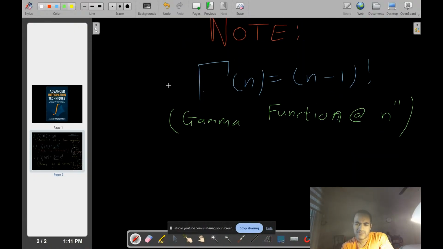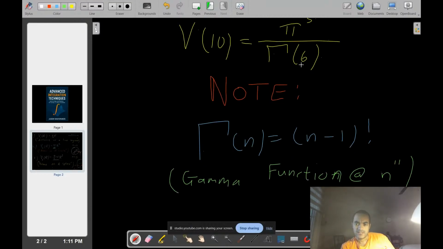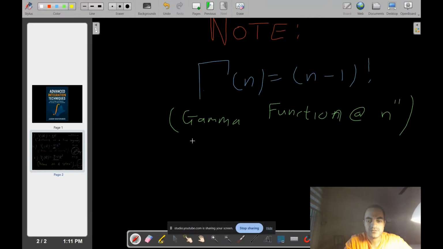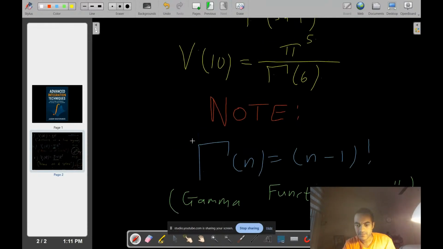So the gamma function of n is equal to n minus 1 factorial. So for instance, if n is 6, we're just going to substitute that into our formula. Now, don't get confused. This n is not the same n of the original problem. That n was the number of dimensions that we're dealing with. This n is the n of the gamma.